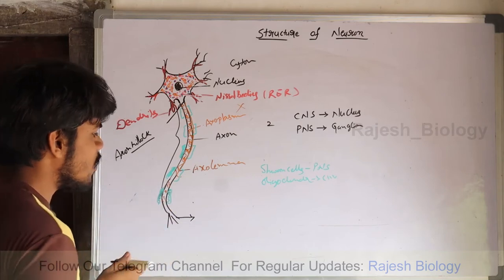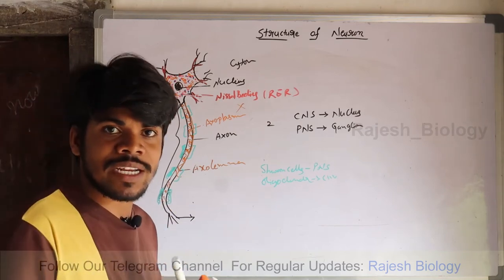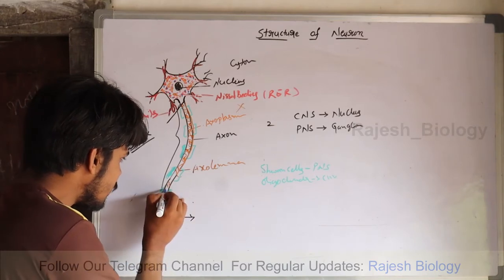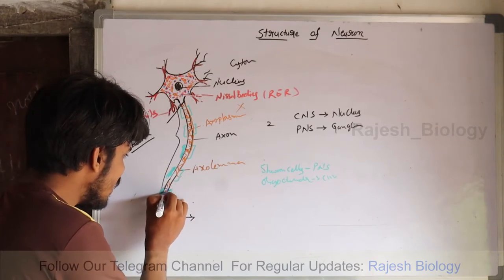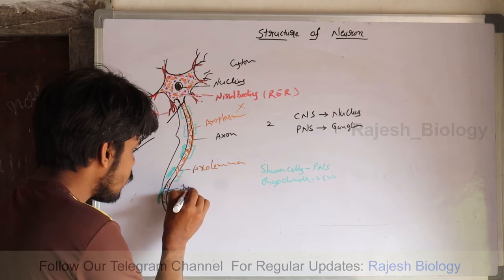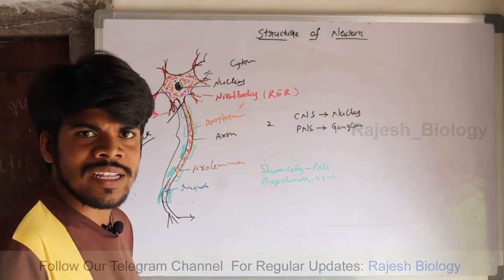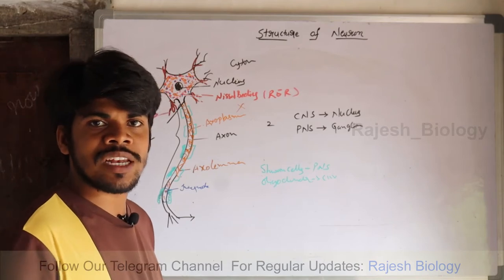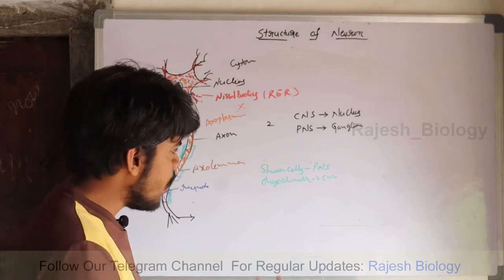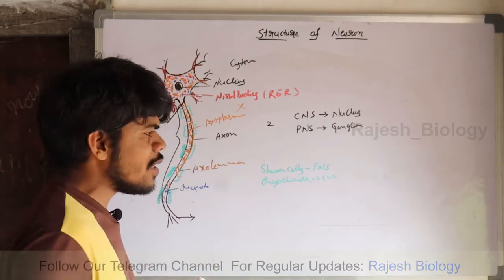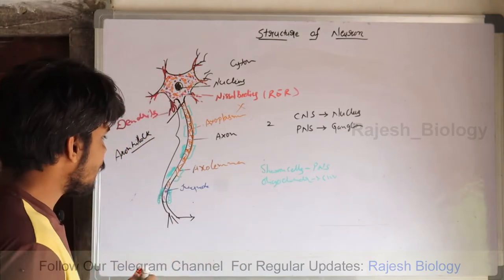The portion of the axon where the myelin sheath is present is known as the internode. So the internode of a neuron is covered by myelin sheath, and that myelin sheath is prepared by Schwann cells in the peripheral nervous system and oligodendrocytes in the central nervous system.